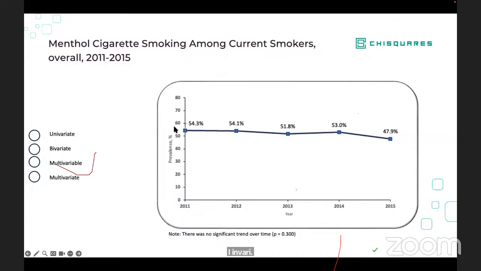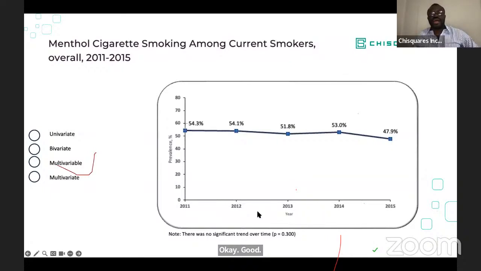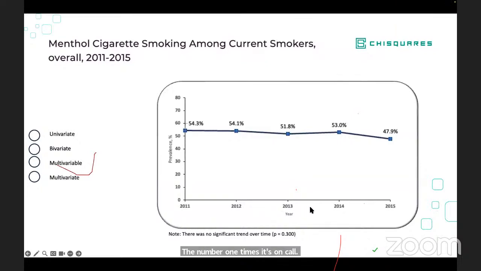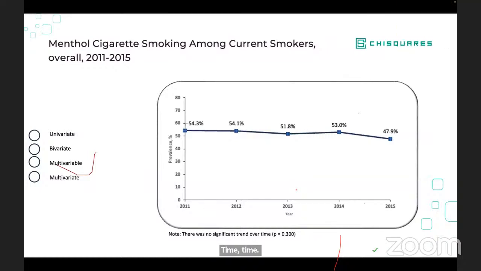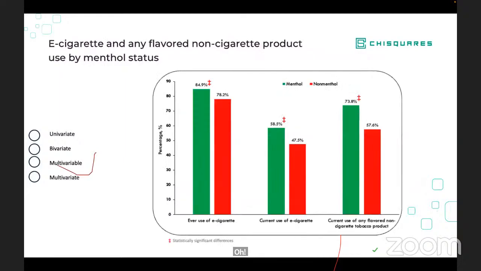Of smoking. Prevalence represents the percentage. All right, and the x-axis represents what? The years, or time, right? So how many variables are we looking at now? Two. So if we're looking at two variables, what kind of analysis is that? Bivariate. So this is the bivariate analysis.